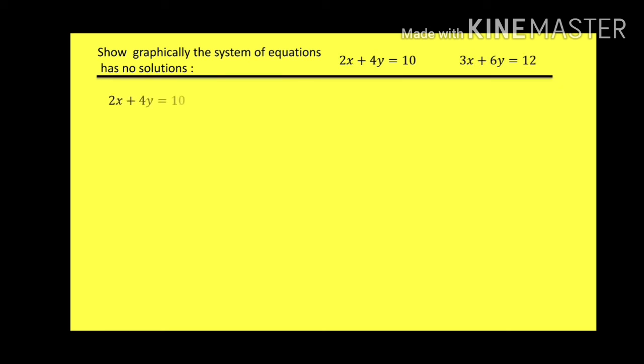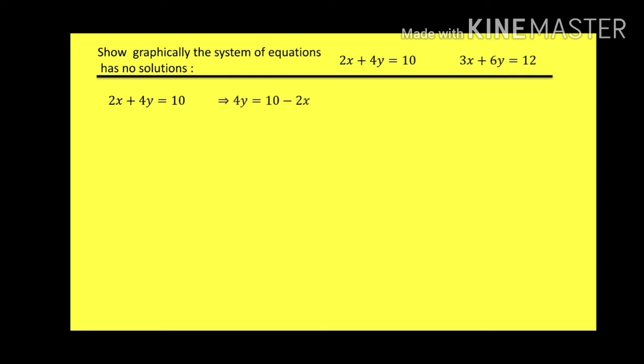Now let's take another question. Graphically, the system of equations has no solutions. That is 2x plus 4y equals 10 and 3x plus 6y equals 12. We have taken this one. So let's start with the first equation, that is 2x plus 4y equals 10.